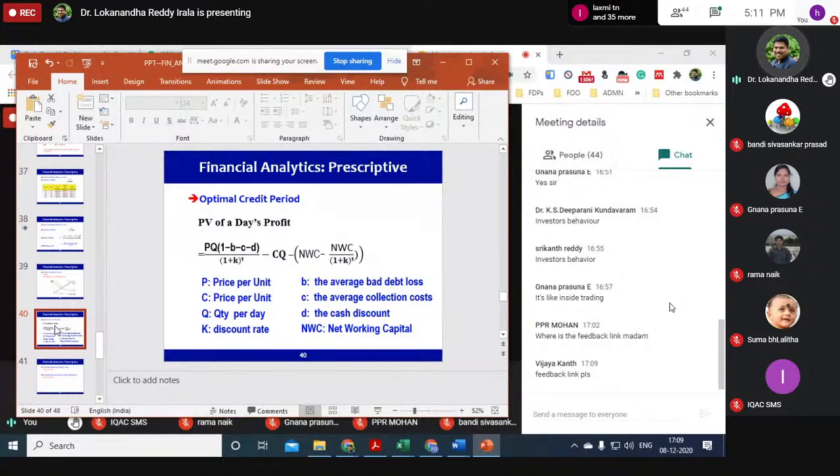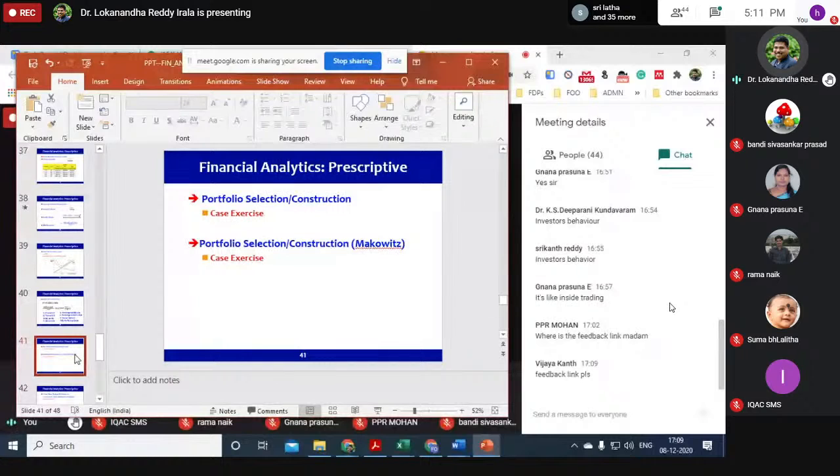Then the optimal credit period is another prescriptive analytic in the corporate finance area, where you decide how much you should be lending to your customers and what kind of credit period you should allow them.